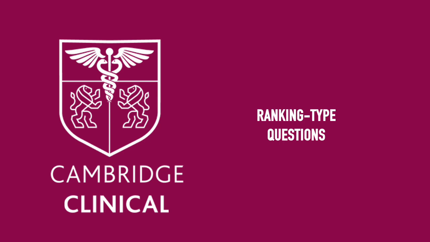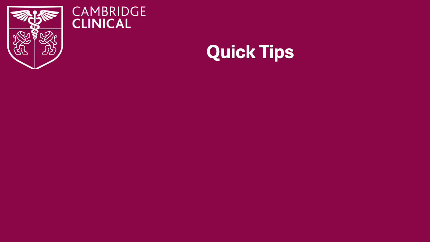Hello and welcome to Cambridge Clinical and to this session on ranking type questions, the final of the 3 question types in the situational judgment section. These questions take the form of 1 scenario and 3 suggested courses of action. Your job is to choose the most appropriate and the least appropriate of the 3. So we'll get on to some examples of these questions in a minute, but first of all, here are some quick tips to help you out.